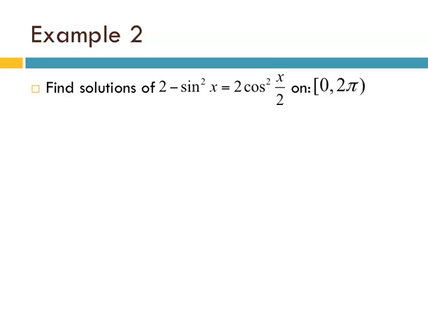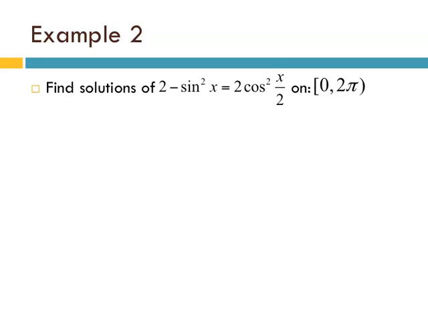Find solutions of 2 minus sine squared of x equals 2 cosine squared of x over 2 on 0 to 2 pi. So not all solutions, just the ones between 0 and 2 pi. Let's start with what we have. We have a sine squared in there, we have a cosine squared in there. Remember that we do want to be able to get everything in terms of just one function, or try to get everything so that we can at least factor something out and solve it that way.